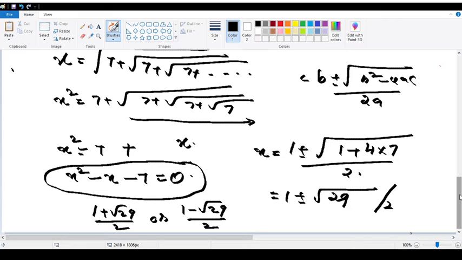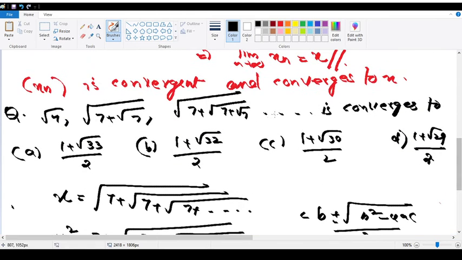The given sequence converges, and all terms are positive, so our limit also converges to a positive value. So 1 plus root 29 by 2 is the limit point. So the last option is true.